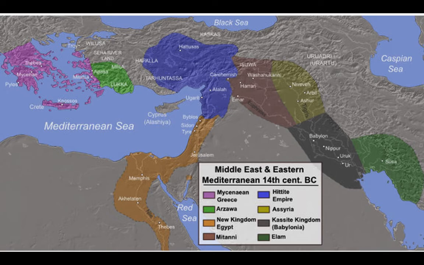But notice how crowded the Fertile Crescent and Egypt are getting. Different civilizations are competing with each other: Babylon, Egypt, Hittites, and other leaders.